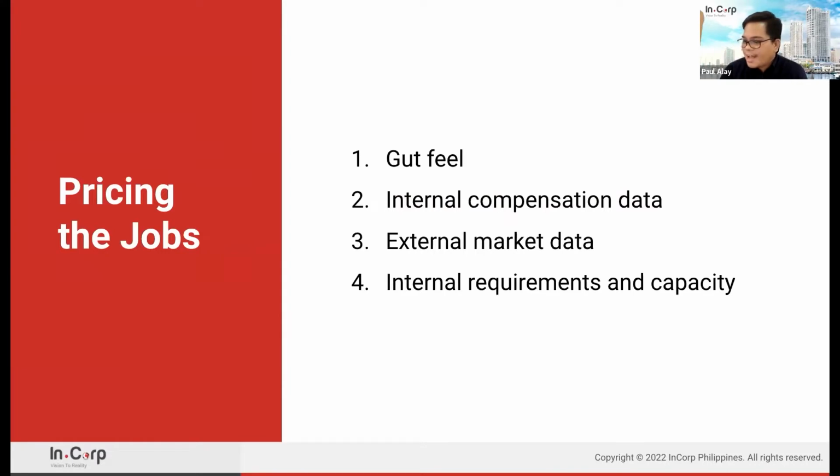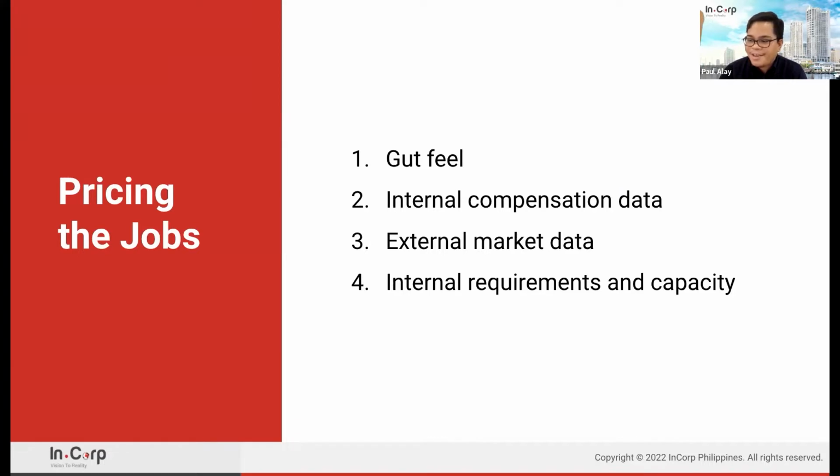I could remember talking to a business owner back then. She was asking me how much should she pay for a certain role. She was telling me that she has this gut feel that she should be paying position so and so 20,000 pesos because she feels that this is good enough for a certain person, a certain profile for that kind of job. So it's very subjective.